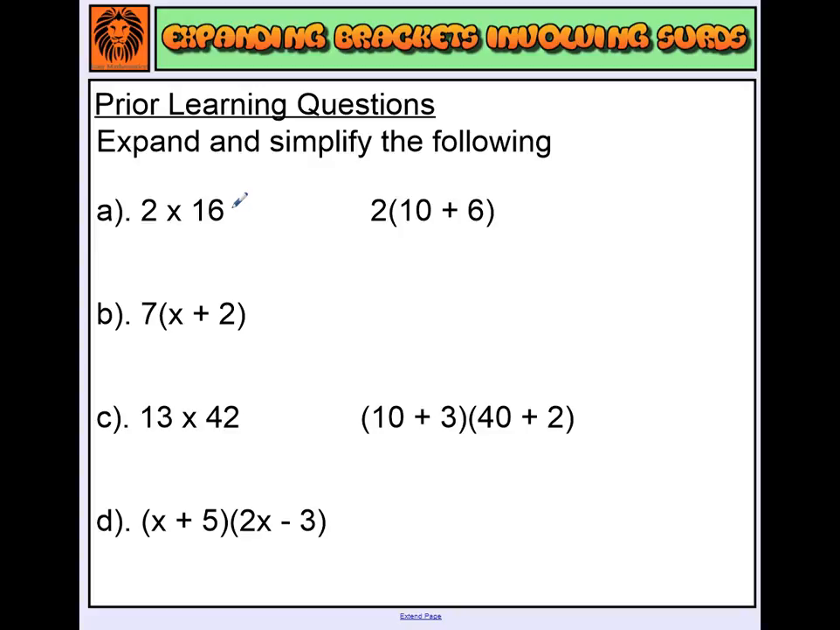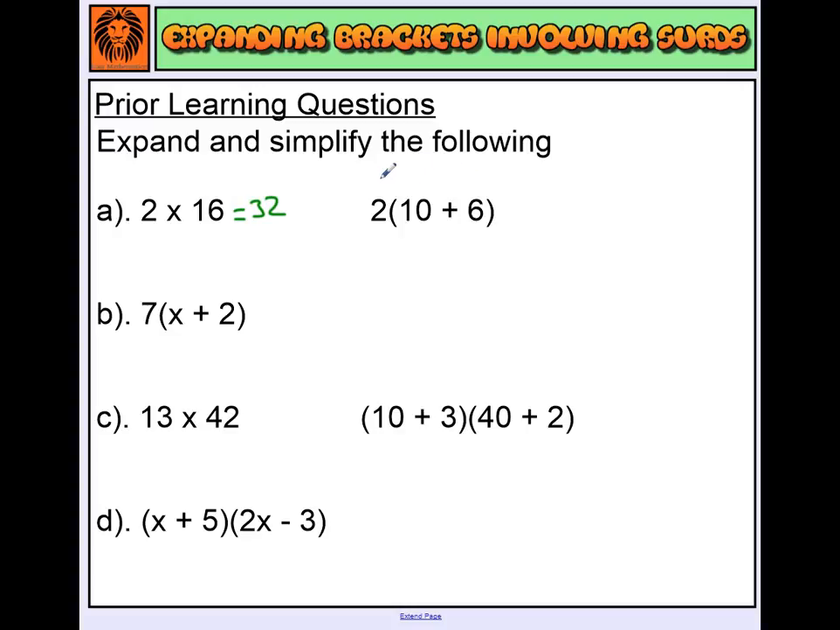So, looking at question A, we can see that with some quick numeracy, 2 times 16 is 32. Now, looking over here, we can see that this is exactly the same question, because we've got 2 times 10 plus 6 in brackets. So 10 plus 6 is 16, so 2 times 16 is 32.